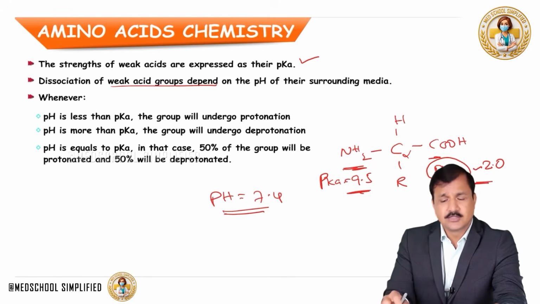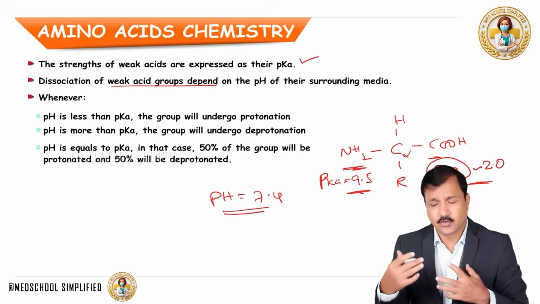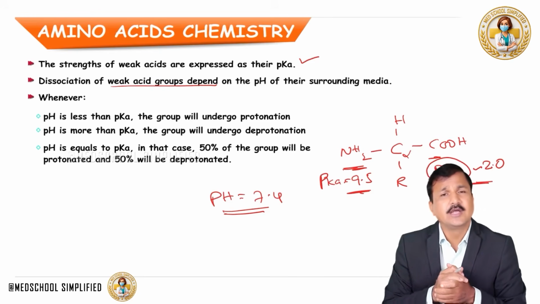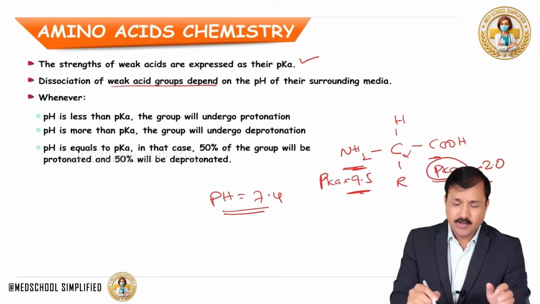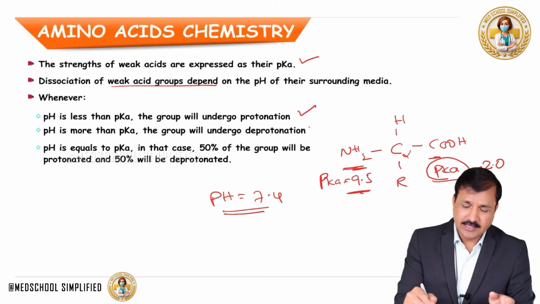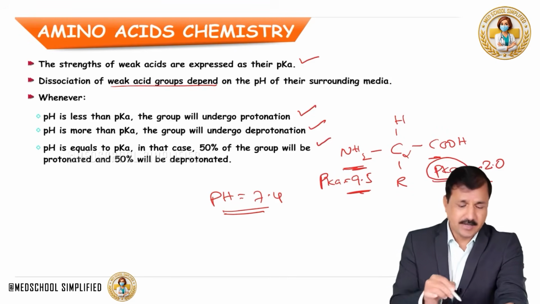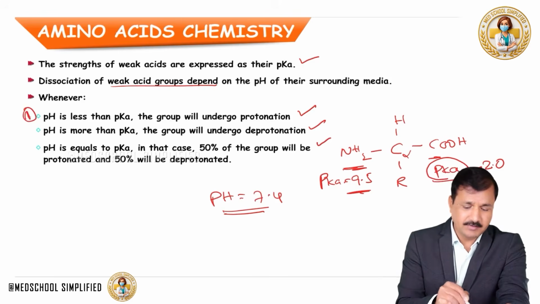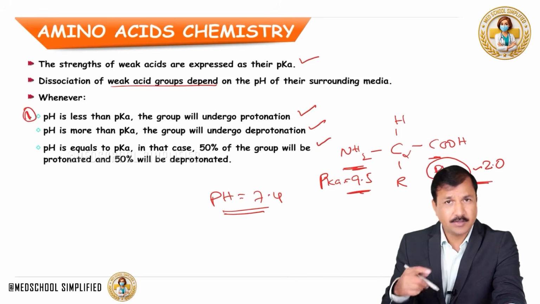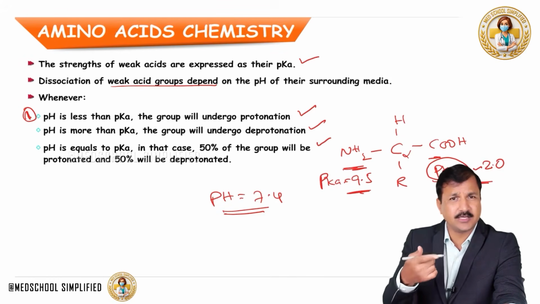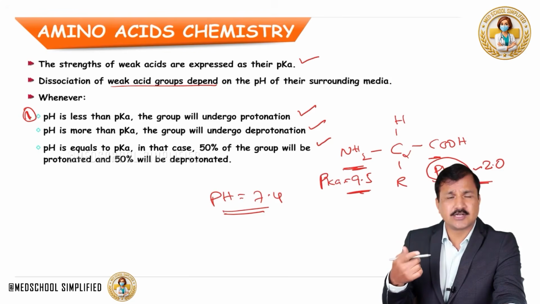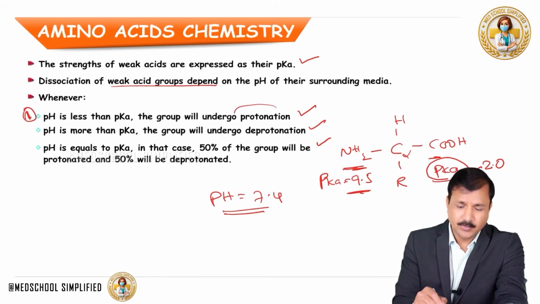So let's compare pH 7.4 with the pKa of the amino group and the pKa of the carboxyl group. In order to understand whether the groups will undergo protonation or deprotonation, we really need to know the relationship between pH and pKa. What is the relationship between pH and pKa? Now, you have to remember these three statements. Number one, whenever the pH of the media is less than the pKa, pH less means it is relatively having more protons. You know, pH is a negative logarithm of hydrogen ion concentration. When pH is less than pKa, the group will undergo protonation.